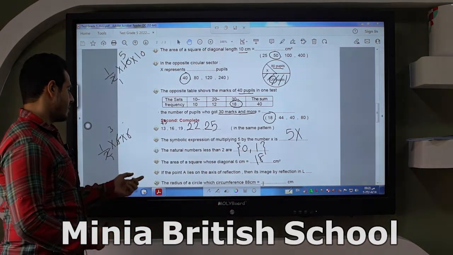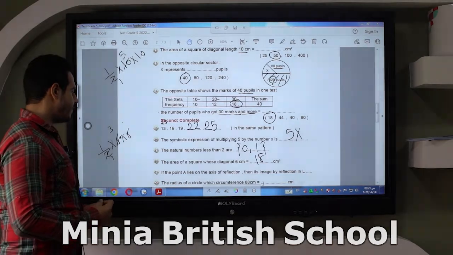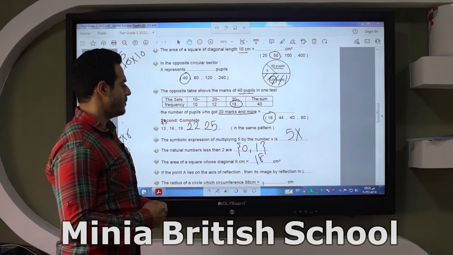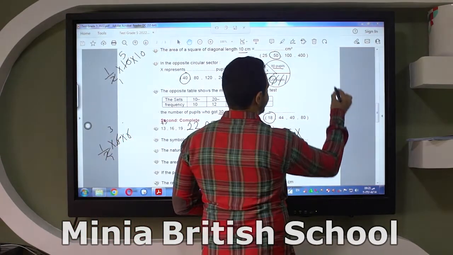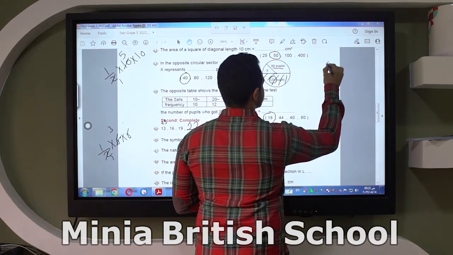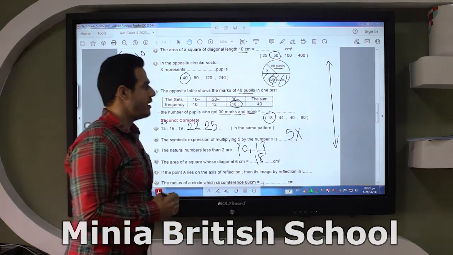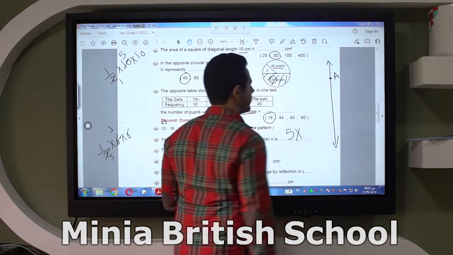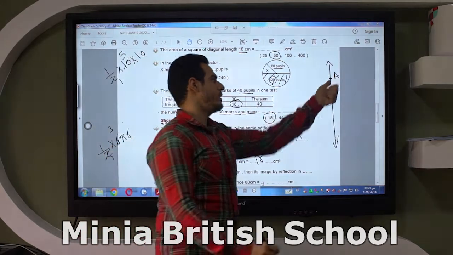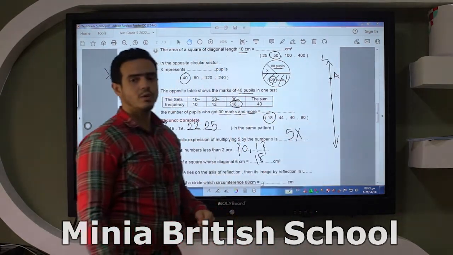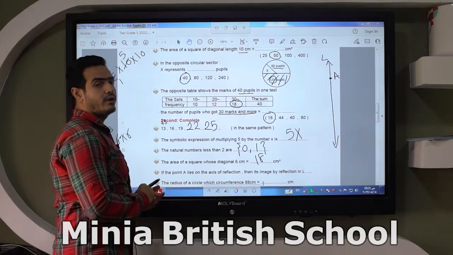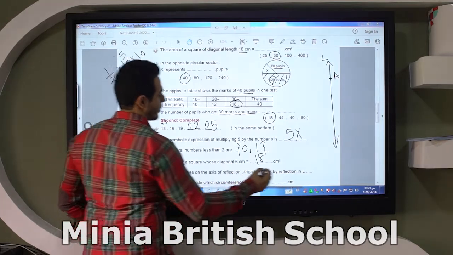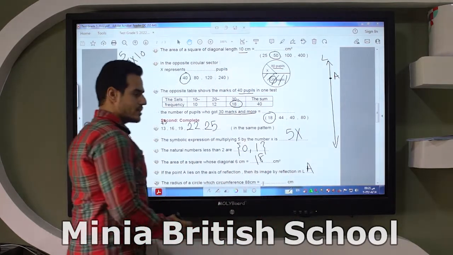Number 19. If the point A lies on the axis of reflection, then its image will be what? If this line is the axis of reflection, and we have point A lies on the axis of reflection, so the reflection of point A across line L equals what? Equals itself. Any point that lies on the axis of symmetry, its reflection will be itself. So I will write A or itself.